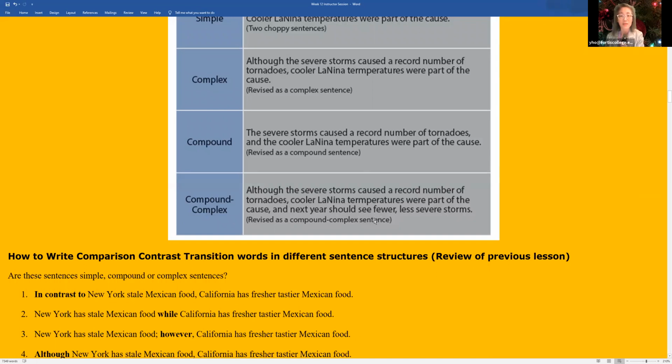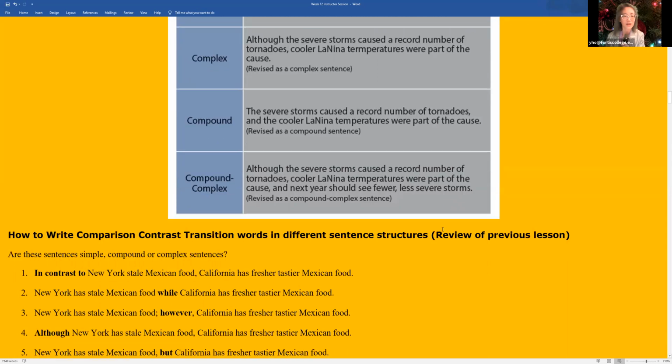That's the compound sentence. And then, although the severe storms caused a record number of tornadoes, that is the dependent clause. So when I add a dependent clause to my compound sentence, that becomes compound complex. And so this is the longest sentence you can have in English. You cannot have multiple dependent clauses, which is very common among Spanish speakers who make that kind of mistake. Too many relative clauses in a row is also not correct.